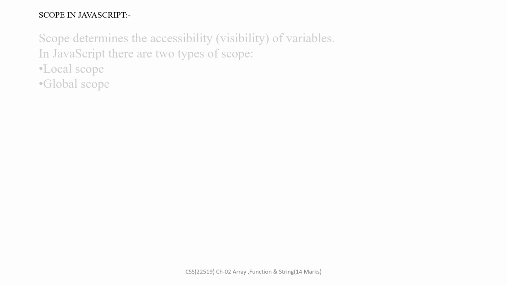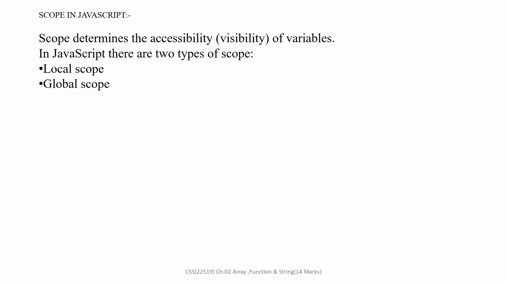Now we will see JavaScript scope. The scope determines the accessibility, means visibility, of variables. In JavaScript, there are two types of scope. First is local scope variables and second is global scope variables.